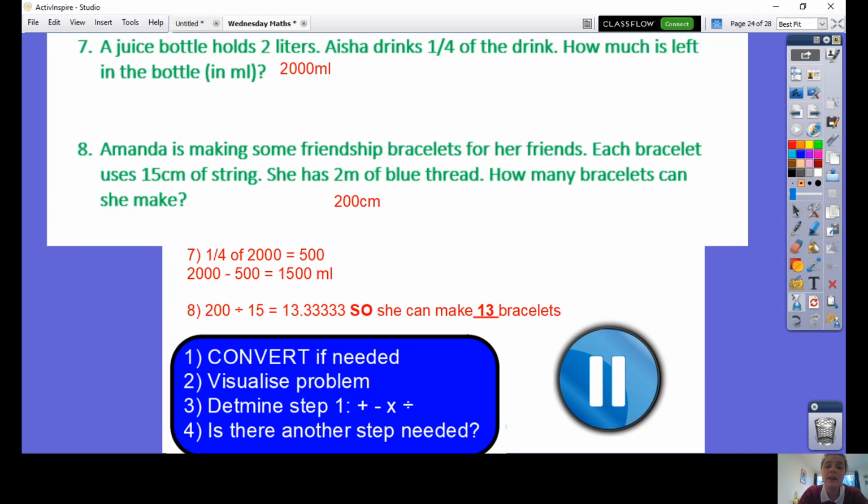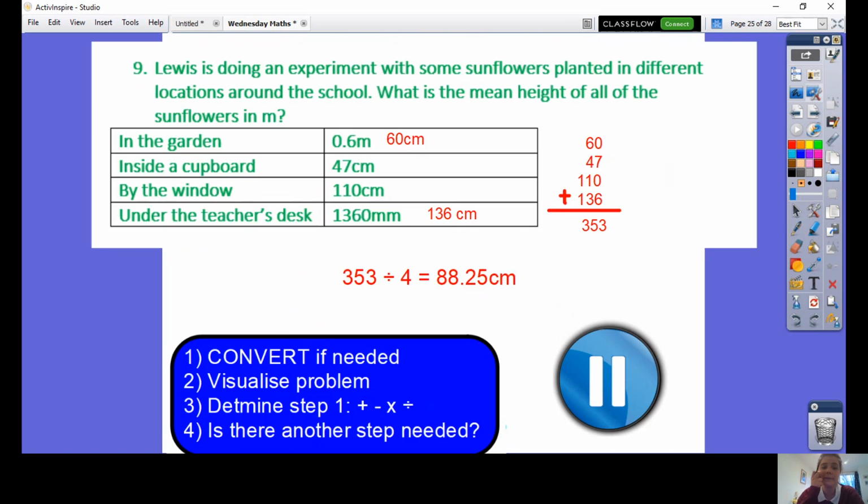For the next question, Amanda is making some friendship bracelets. First, convert 2 meters to 200 centimeters. You want to know how many groups of 15 will fit. So that means you're doing division. 200 divided by 15 would have given you 13.3333333333. Now, we know that you can't have 13.33333 bracelets, so you should have rounded that down to 13 bracelets. I can't round it up to 14. She can't make 14. She can make 13. If you said this was your final answer, make sure you're looking at your remainder carefully.